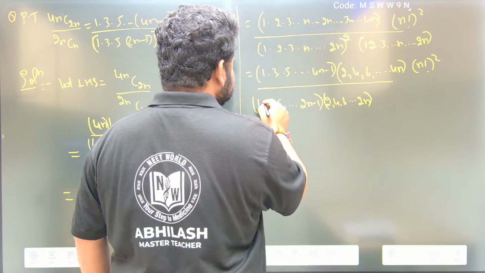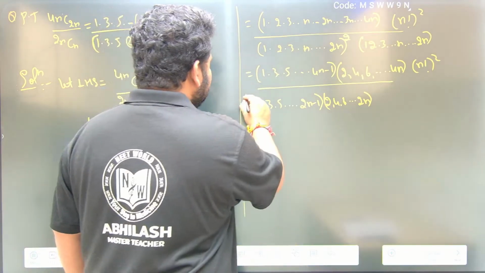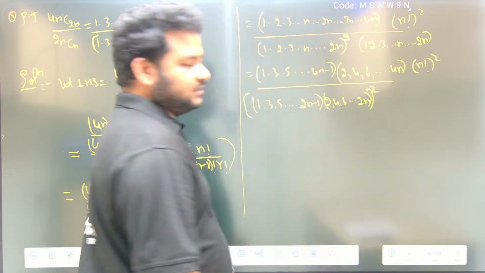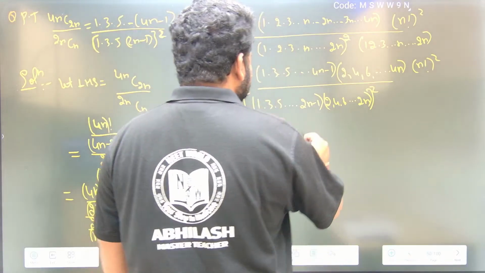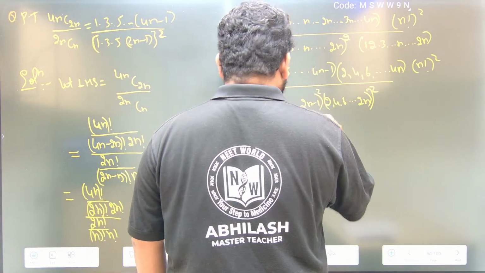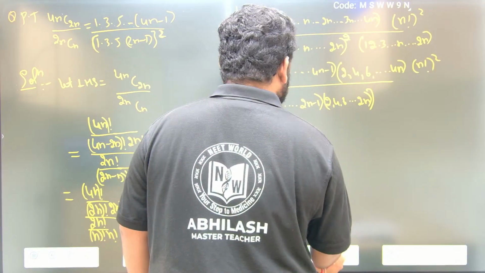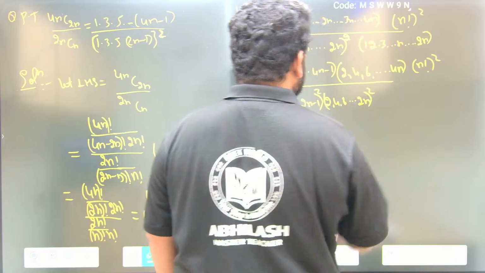This one I should write within the square, because the square is there. Or let me write the square here, for each of these separately. So this square into this square. Okay, this is what I am writing.